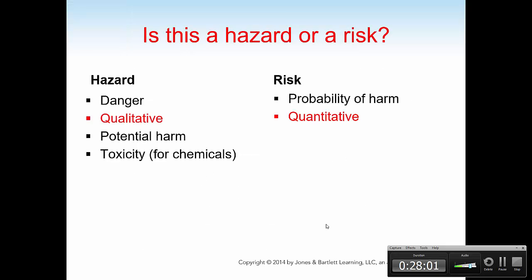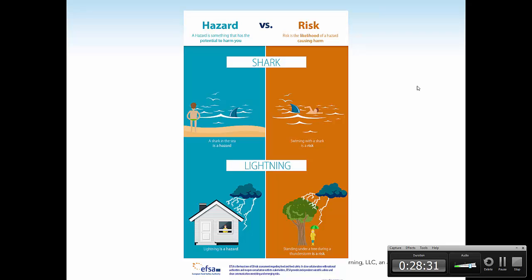So looking at something, is it a hazard or a risk? The two terms are not interchangeable. They make us alert, but they are different. Hazard means danger. It's qualitative. It means potential harm. It could mean toxicity for chemicals. Risk is the probability of harm, and it's quantitative. You know that math that we just did? Okay, here's a good example, which I found on the internet.